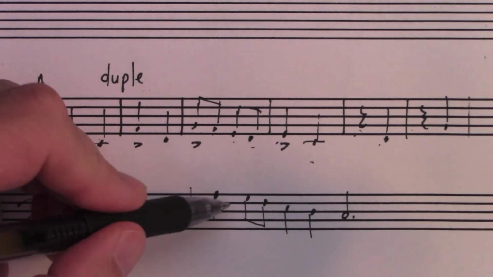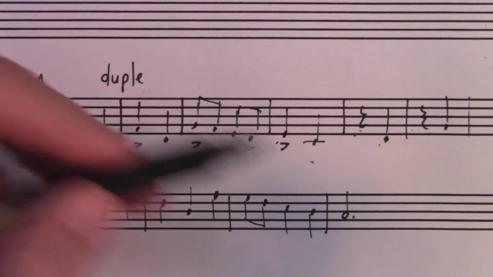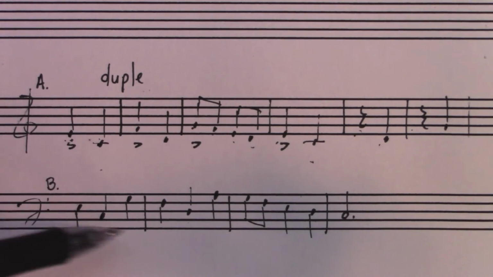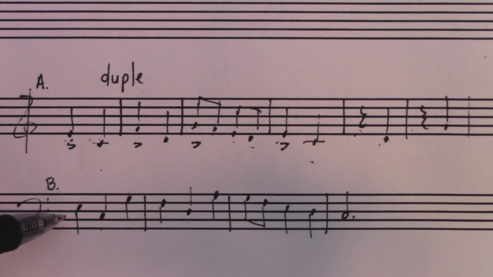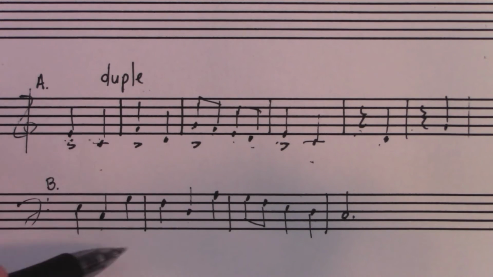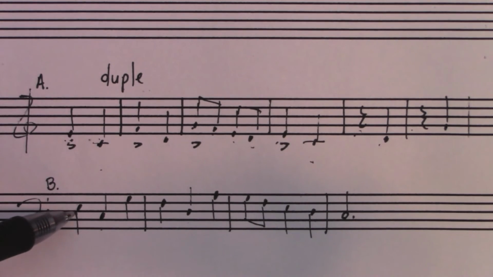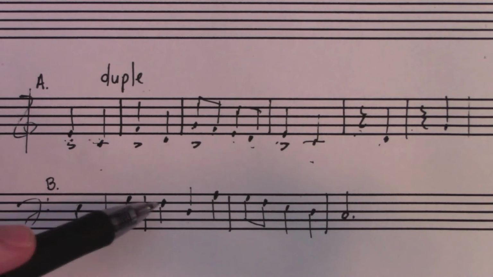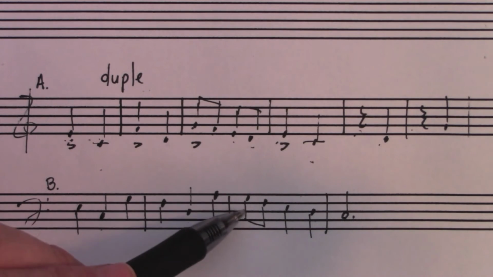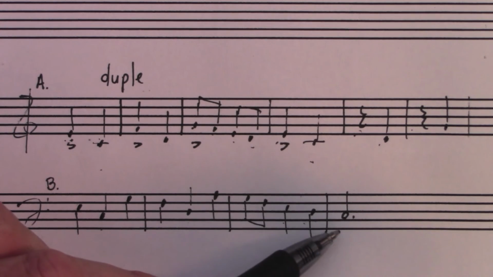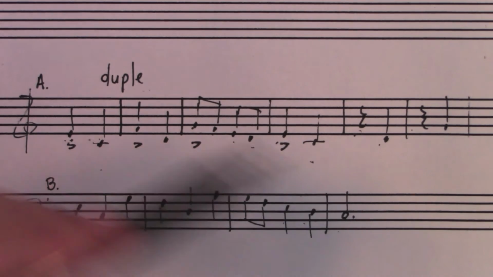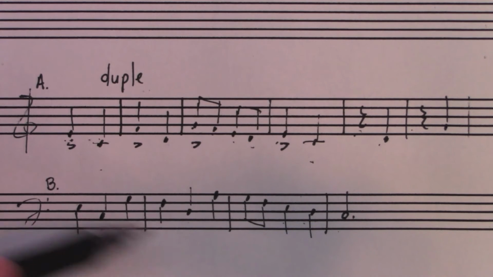So we could actually divide this like that, and we get this. 1, 2, 3, 1, 2, 3, 1, 2, 3, 1, 2, 3. Now, could we have done that in 2? Could we have made it duple? Sure. 1, 2, 1, 2, 1, 2, 1, 2, 1, 2, 3, 4. But the music doesn't really fit that way.